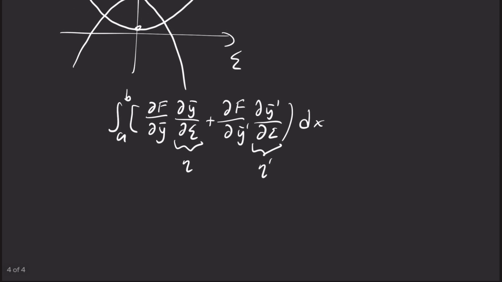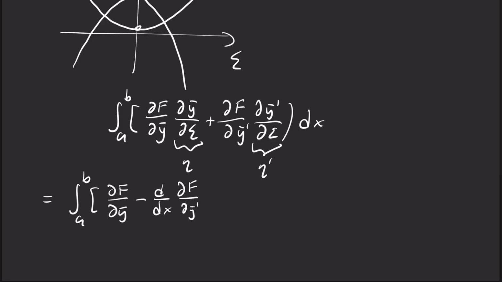Okay? And if we do a bit of integration by parts, we'll get that we can rewrite this expression as the integral from a to b, partial f partial y bar minus d dx partial f partial y bar prime, times eta dx, and then I'll have some extra term that's going to be partial f partial y bar prime times eta evaluated from a to b.